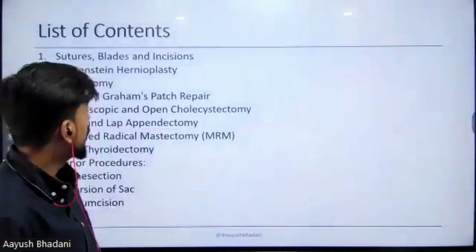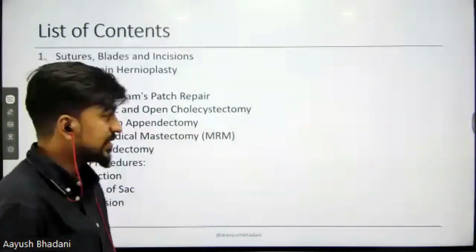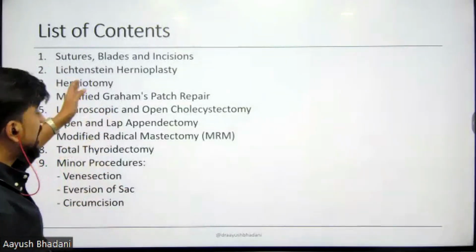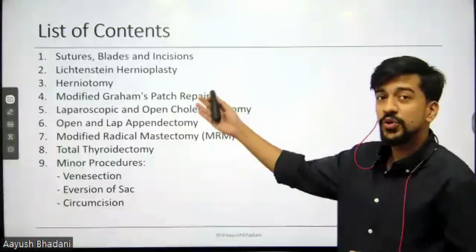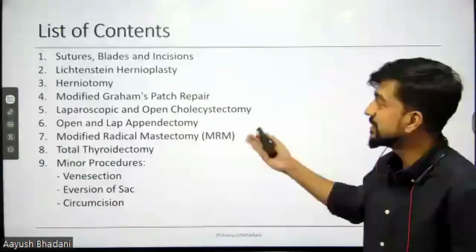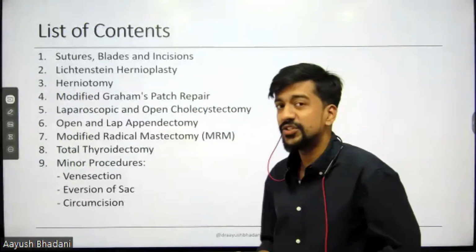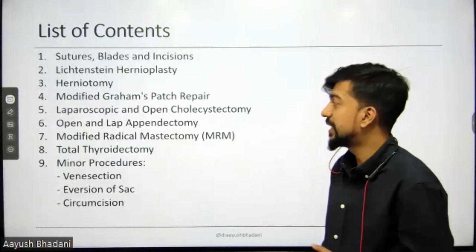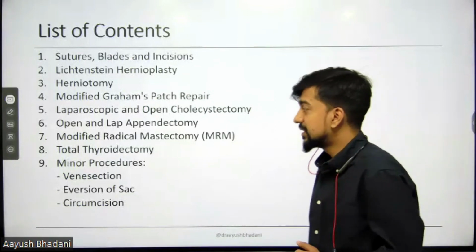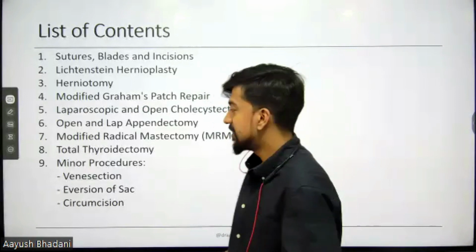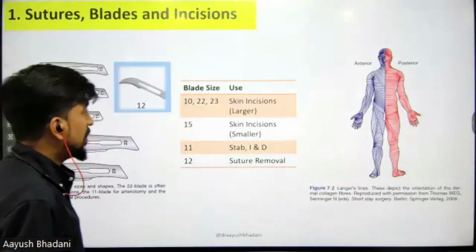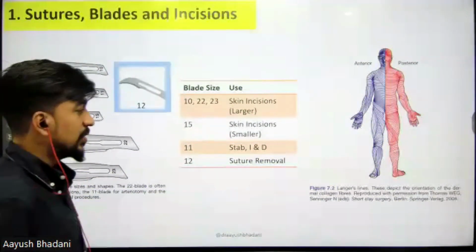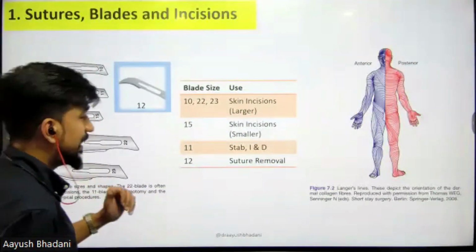Before we go ahead, we'd like to discuss the list of contents. We'll be starting with the basics, that is the sutures, blades, and incisions. Then we'll go ahead with hernias, Lichtenstein Hernioplasty, Ram's patch, lap open coli, lap open appendix, MRM, thyroidectomy, and a few minor procedures, that is venesection, eversion of sac, and circumcision. So I hope everything is all good till now. So we'll be starting with sutures, blades, and incisions.